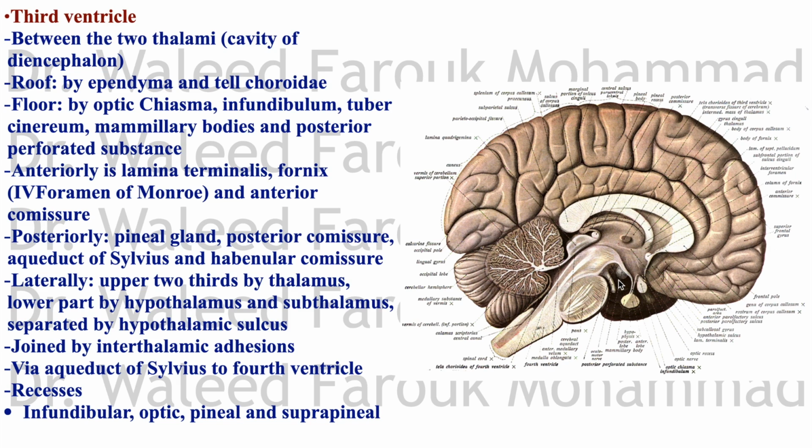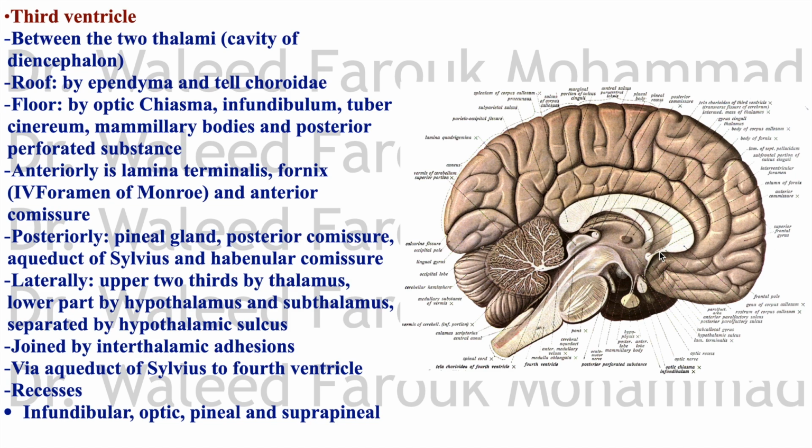This is a mammillary body. It's part of the hypothalamus, and the posterior perforated substance. So again, the optic chiasma, the infundibulum, the tuber cinereum, the mammillary bodies, and the posterior perforated substance here. This is the floor of the third ventricle. Anteriorly, it's bound by the lamina terminalis.